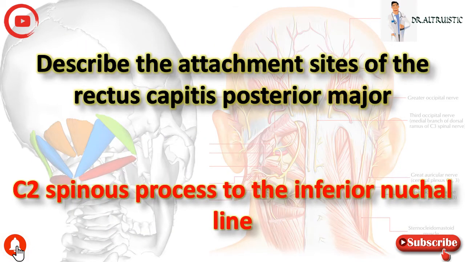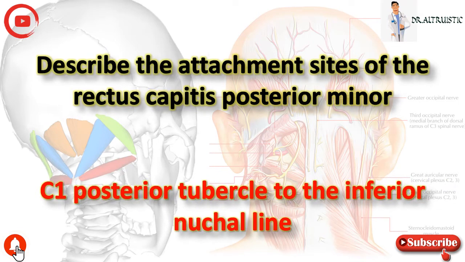Describe the attachment sites of the rectus capitis posterior major. C2 spinous process to the inferior nuchal line. Describe the attachment sites of the rectus capitis posterior minor. C1 posterior tubercle to the inferior nuchal line.